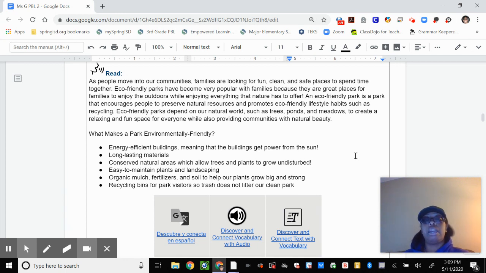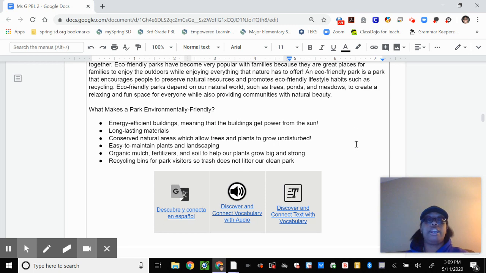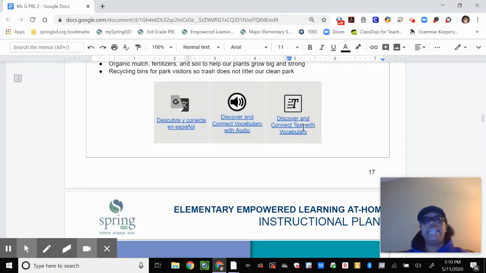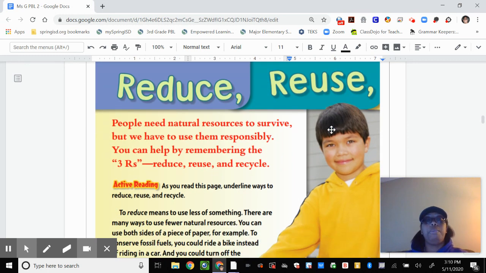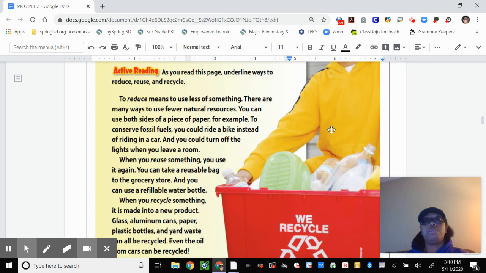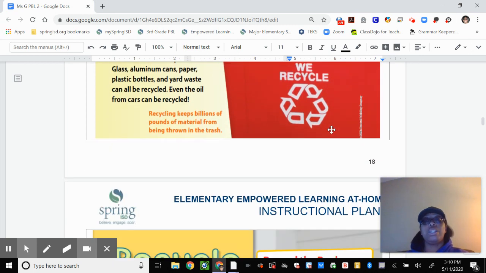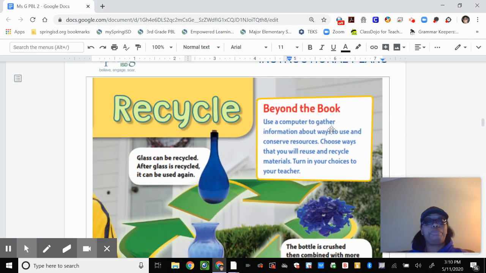Easy to plant and maintain plants and landscaping. Organic mulch, fertilizers, and soil to help our plants grow big and strong, so we're not using any chemicals or pesticides. And then recycling bins in a park obviously help us to not litter. You can click on the link here if you're looking at it online, and you'll get the same passage with vocabulary words defined. Here you're going to find reduce, reuse, and recycle article, and you can read that as well. We've been talking about the 3 R's since we were in kindergarten.